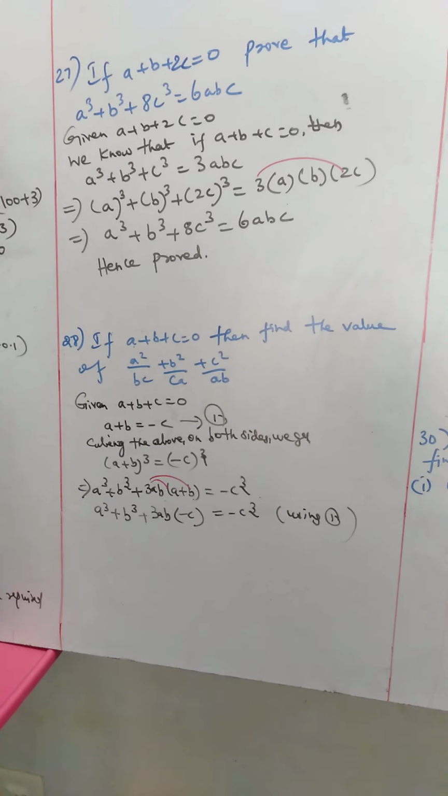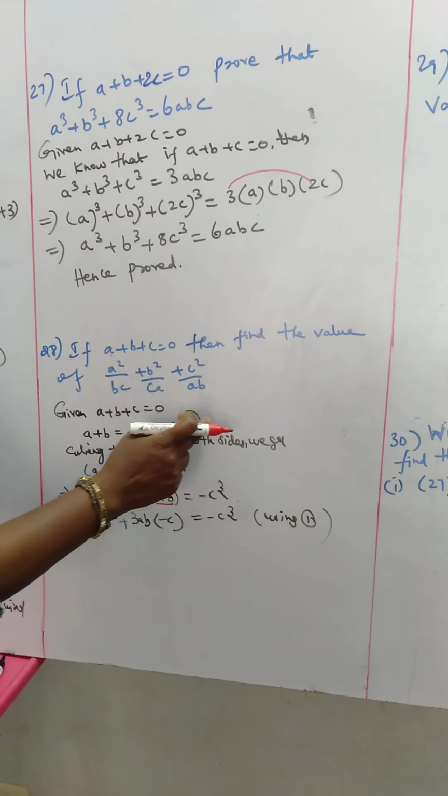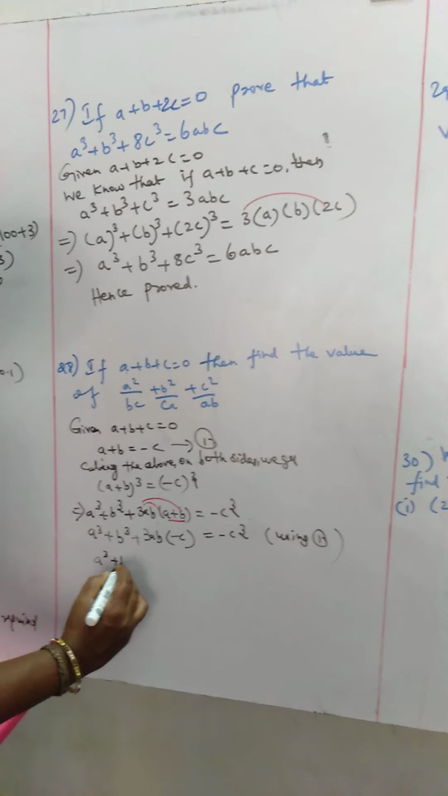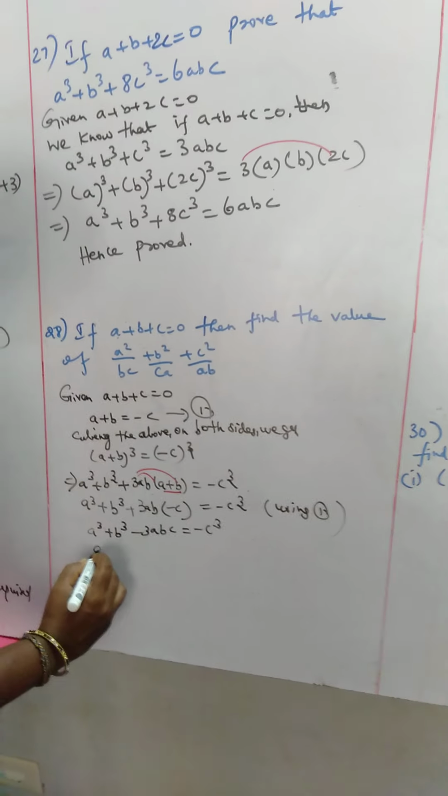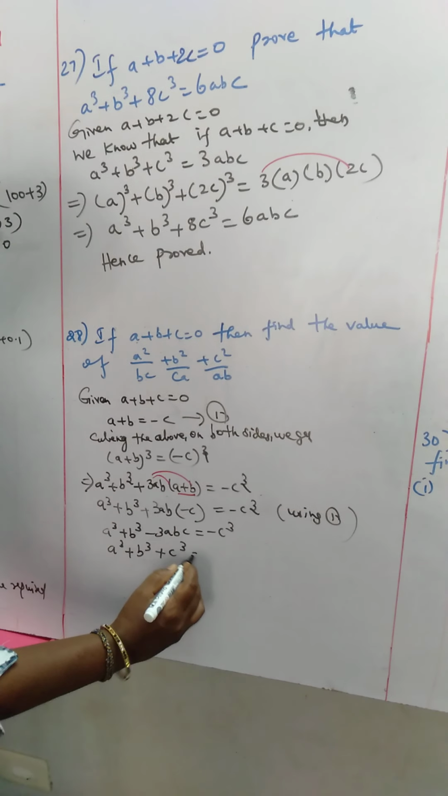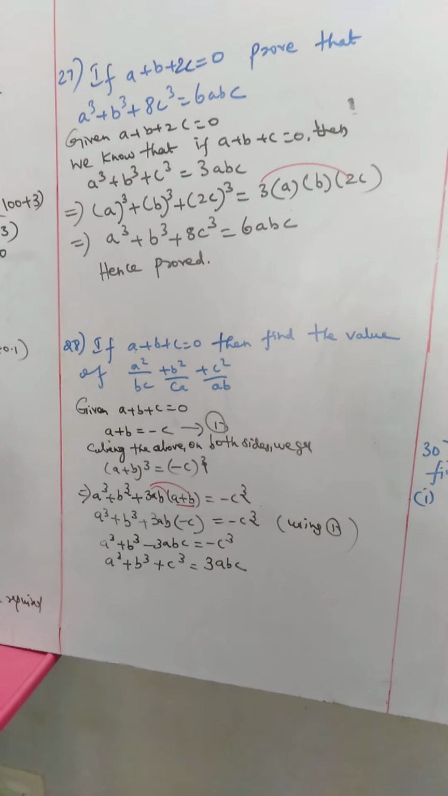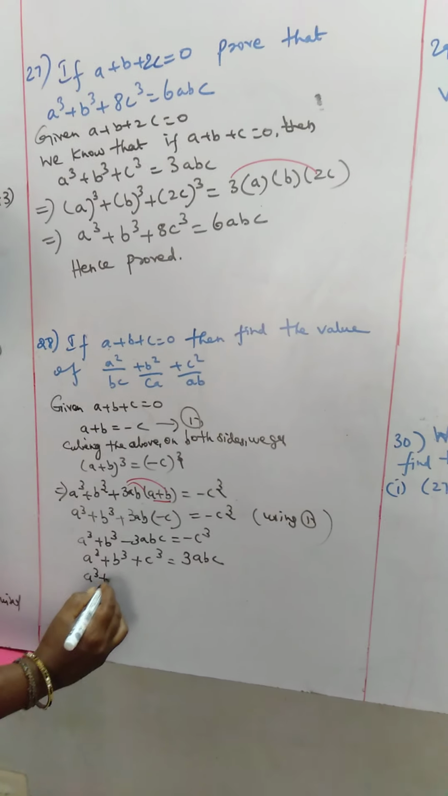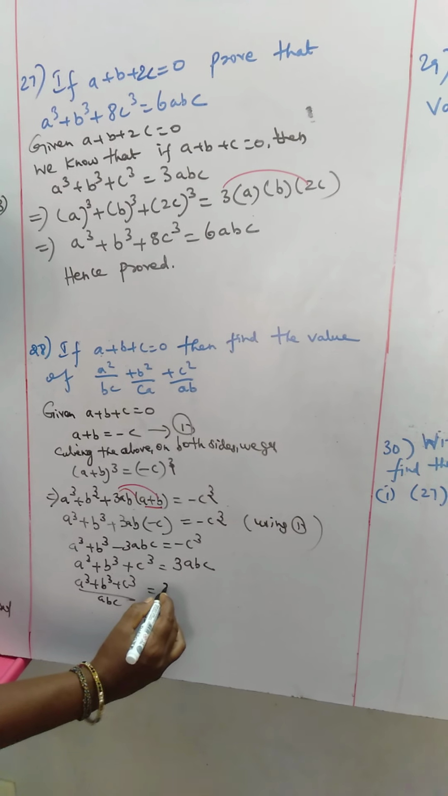So in the place of a plus b, I am just substituting minus c, which we have written here as equation 1. And then what we write here is a cube plus b cube minus 3abc equal to minus c cube. So next step, a cube plus b cube, bring the c cube this side, it will become plus c cube, and minus 3abc if you take that to that side it will become plus 3abc, right? Okay. So we are going to take abc to this side, it will become a cube plus b cube plus c cube whole divided by abc equals 3.